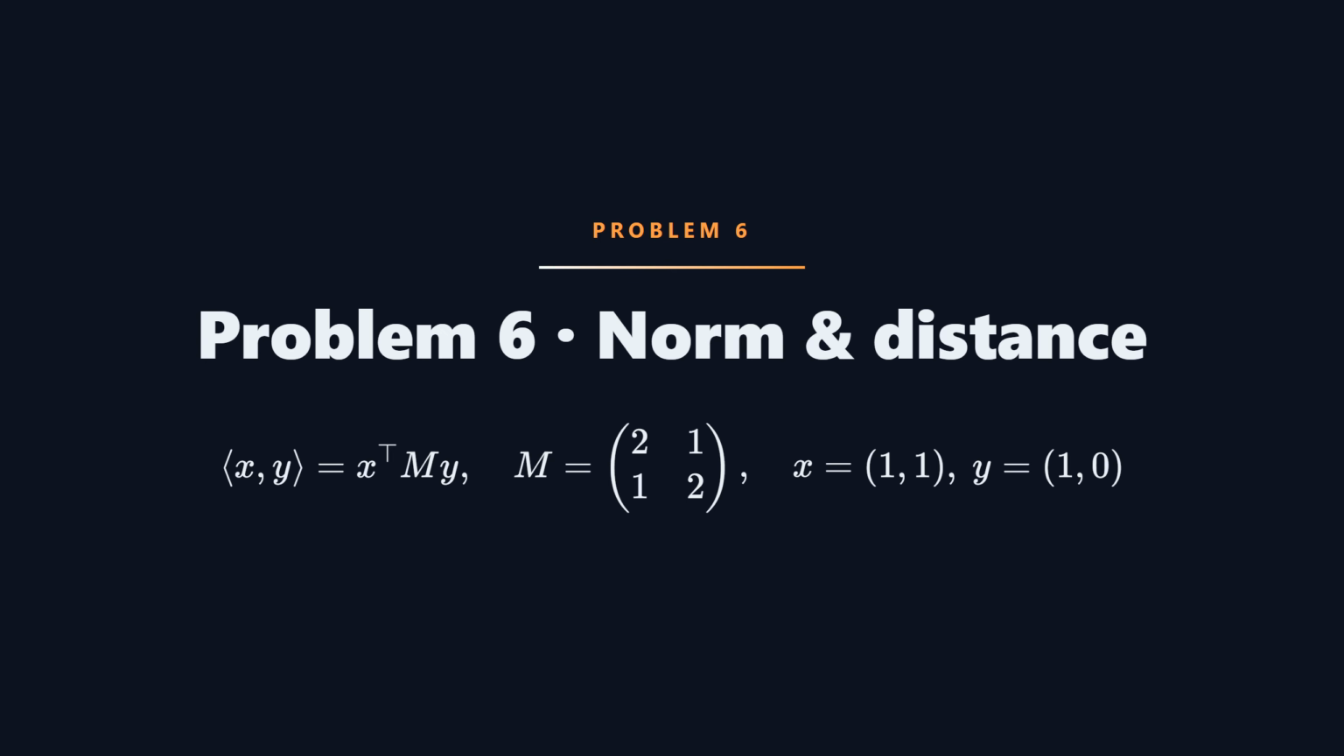Problem 6. Once a scalar product is fixed, it defines length and distance. With the matrix [[2, 1], [1, 2]], find the norm of x equals (1, 1), and the distance between x equals (1, 1) and y equals (1, 0). Pause and try.